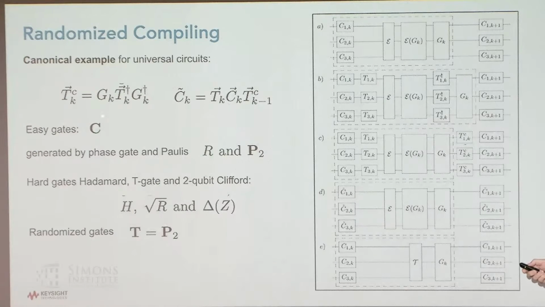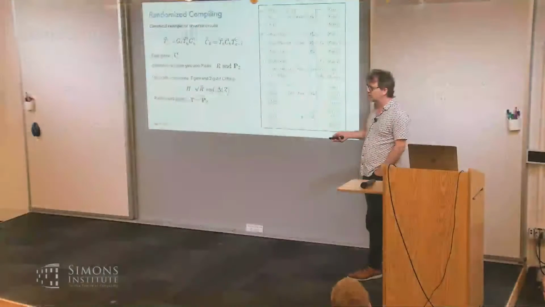So the canonical example is we take the easy gates to be Cliffords, which can be generated, for example, by the phase gate and the Paulis on two qubits, if we have two-qubit gates in our system. And then we take the hard gates to be the Hadamard, the T gate, which is the square root of the phase gate, and some two-qubit Clifford, like the CZ. And then the randomizing gates are just the Paulis. And in this way, we can run randomization. The PFR idea generalizes to universal circuits.